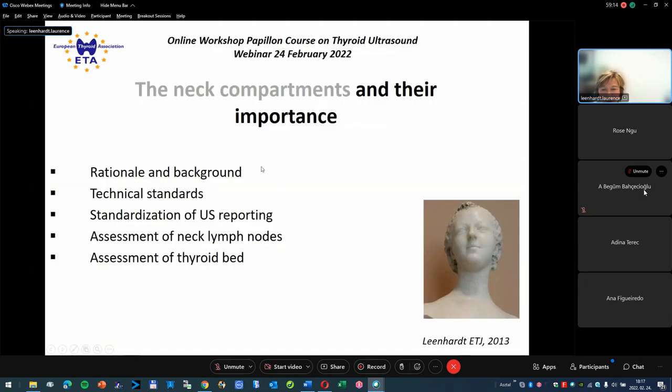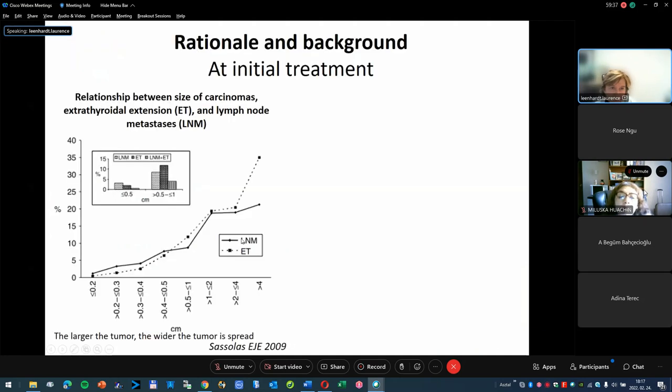So now let us move on to the second part of my lecture, the neck compartments and their importance. I will share with you the rationale and the background, the technical standards, the standardization of ultrasound reporting, and the assessment of neck lymph nodes and of the thyroid bed.